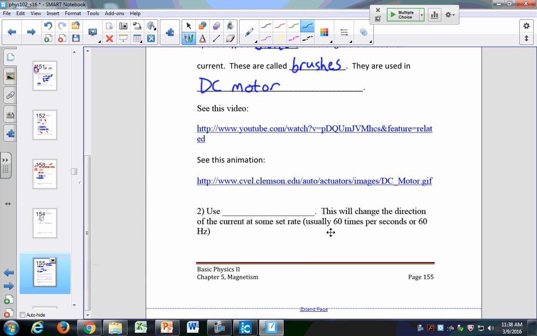And the other way to do this is you can use alternating current. This is that AC electricity. And this will change the direction of the current at a set rate. So alternating current goes from a positive current to a negative current at a very set rate, at a rate of 60 hertz.